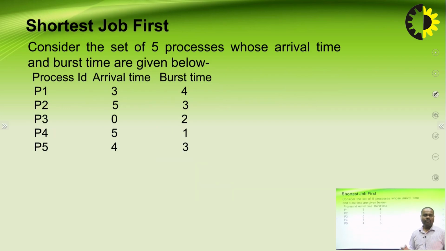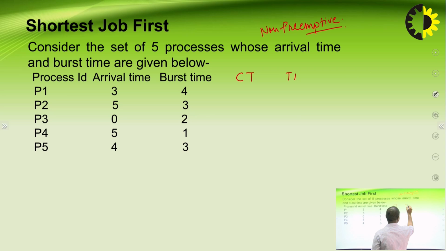Okay. For this we are taking the problem with process ID, arrival time, burst time, and we are checking shortest job first. For this I am taking non-preemptive. Shortest job first is of two types: preemptive and non-preemptive. Non-preemptive is simply called shortest job first. Preemptive is called SRTF, shortest remaining time first. So for that we are calculating again completion time, turnaround time and waiting time.